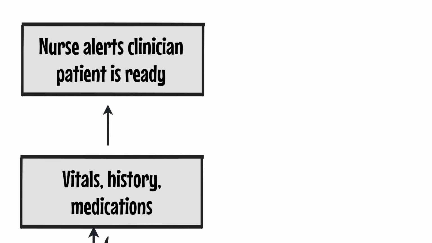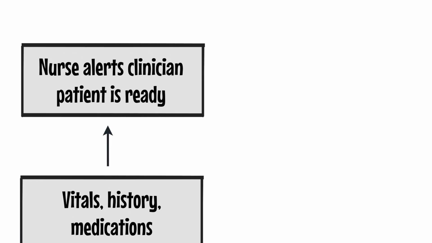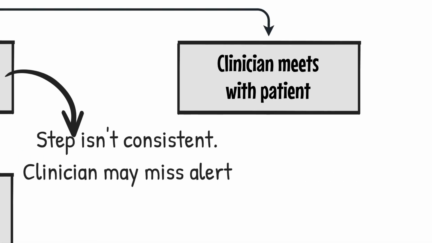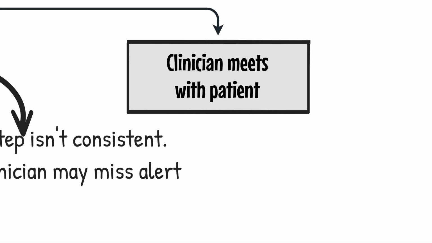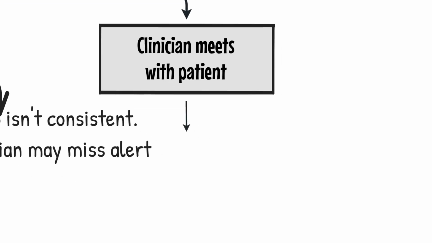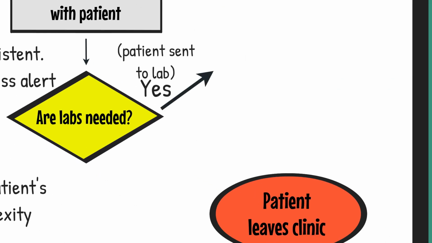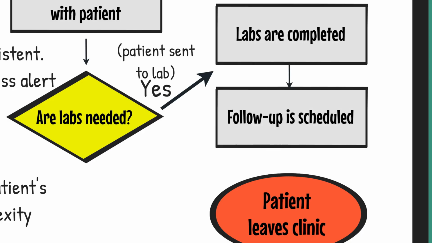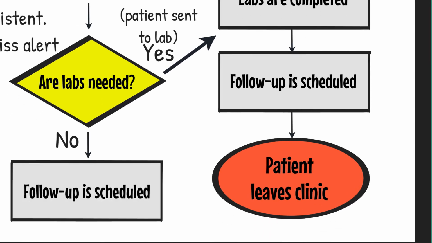The nurse alerts the clinician that the patient is ready by changing the patient status in the EMR. You learn that this step isn't always consistent. Sometimes the clinician misses the alert. The clinician meets with the patient, addresses concerns, and makes a decision about labs. Are labs needed? If yes, the patient is sent to the lab. Labs are completed. A follow-up is scheduled. The patient leaves the clinic. If no, a follow-up is scheduled, and the patient leaves the clinic.